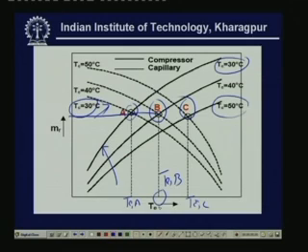One thing you can notice here is that as the condenser temperature is increasing, the evaporator temperature at which the balance is taking place is also increasing. So, for example, TEC is greater than TEB and TEB is greater than TEA.